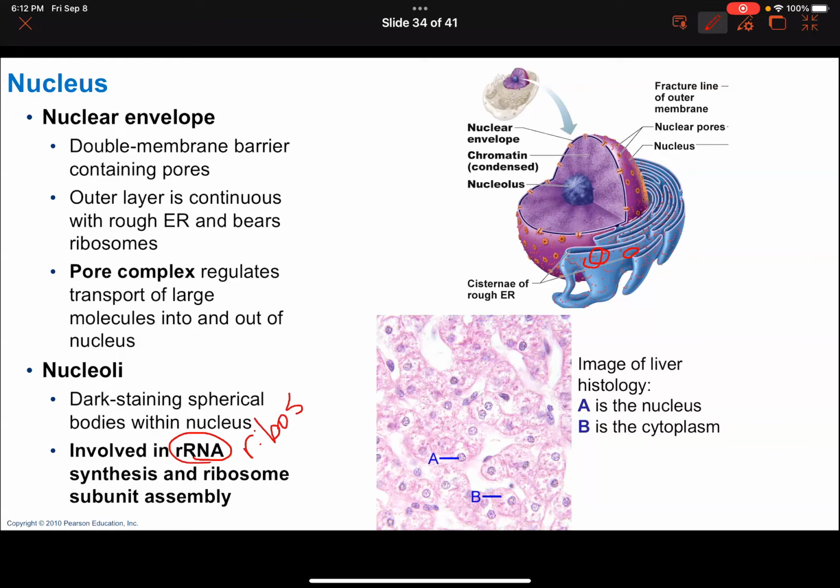which is important for translation. And also helps with ribosome subunit assembly. So these are all very important parts for translation or protein synthesis.